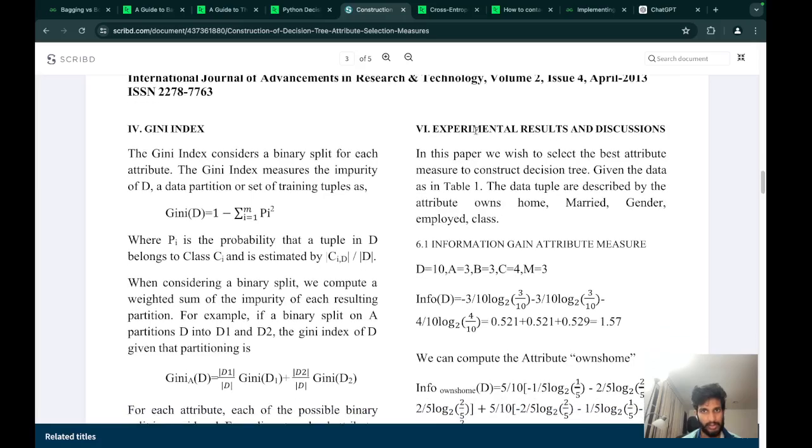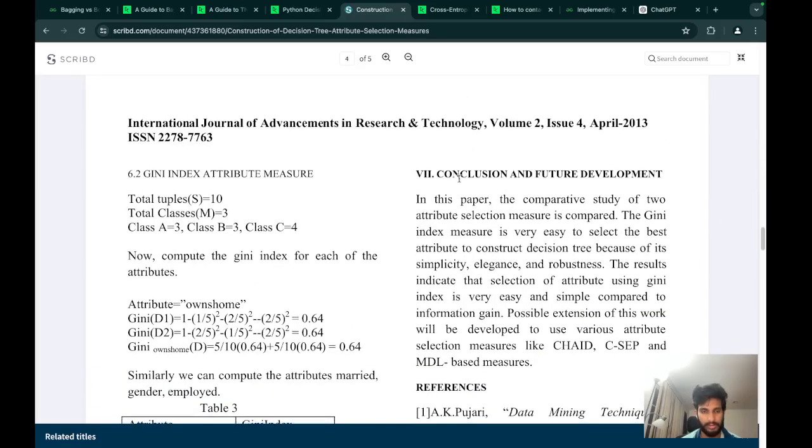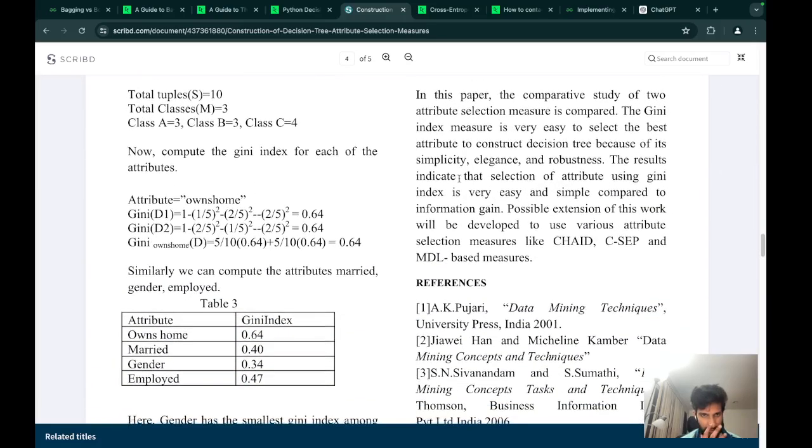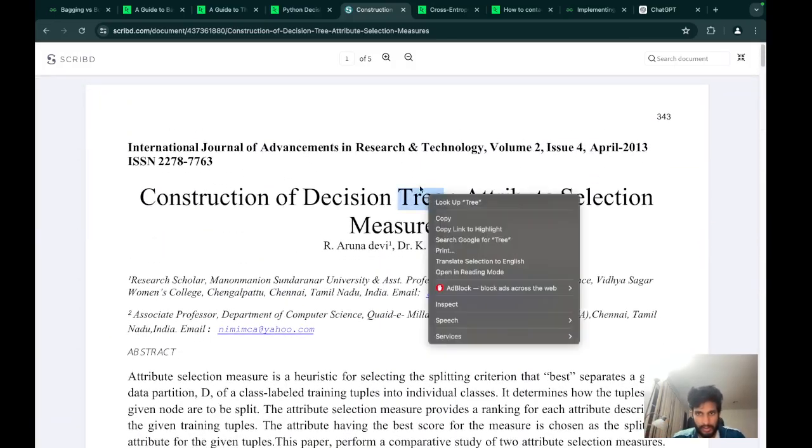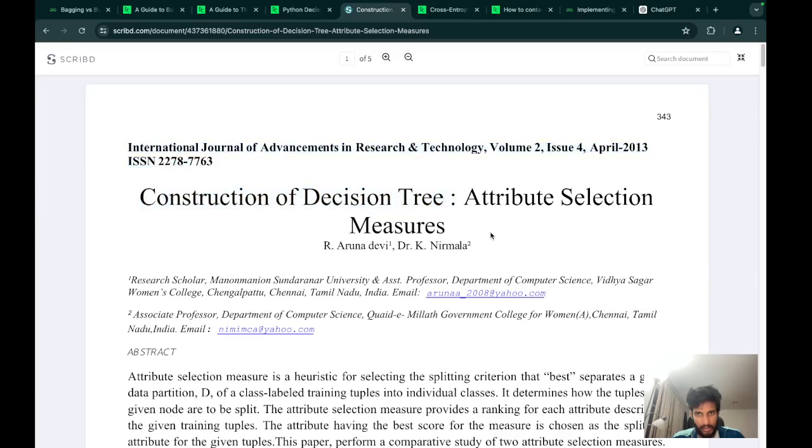Yeah, let's just go to the splitting. So-called splitting. Where is the splitting, man? Okay, just explain how decision tree works. Attribute selection measures.